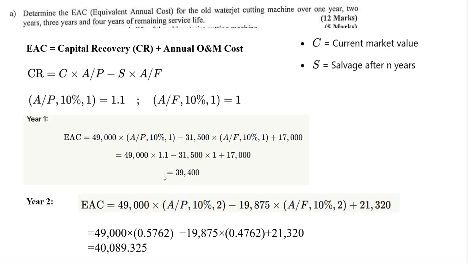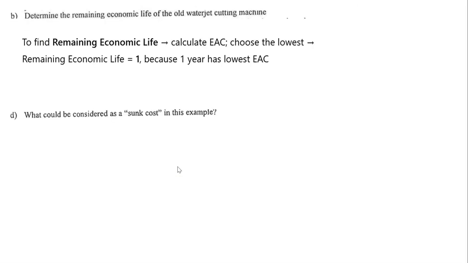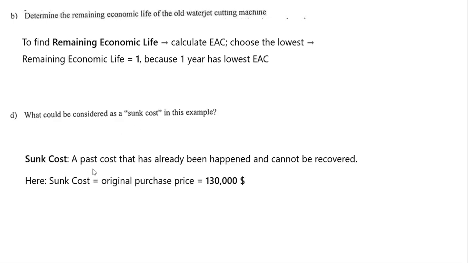So it would cost us less if we replace the system at this time rather than at any later time. And in part D, what would be considered the sunk cost? Sunk cost is a past cost that has already happened and cannot be recovered. Here, the sunk cost is the original purchase price, $130,000. We cannot do anything because we paid it before, and now we don't have any power to change this value. So this is called the sunk cost.